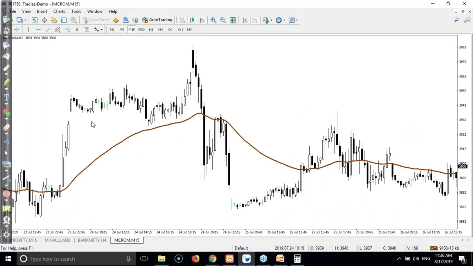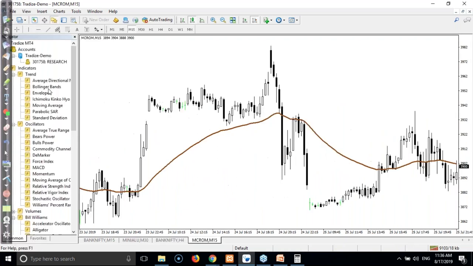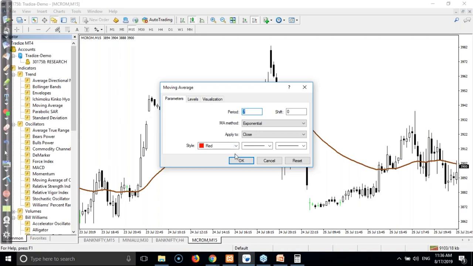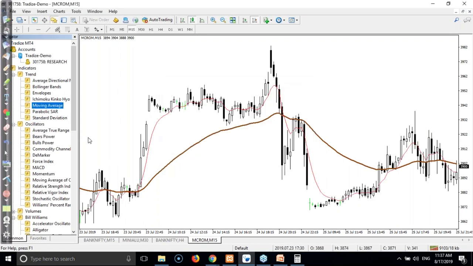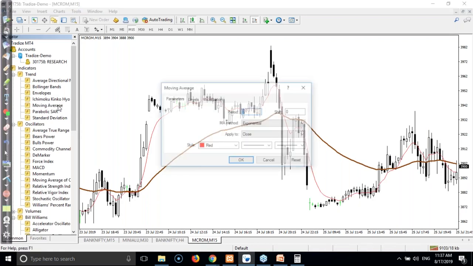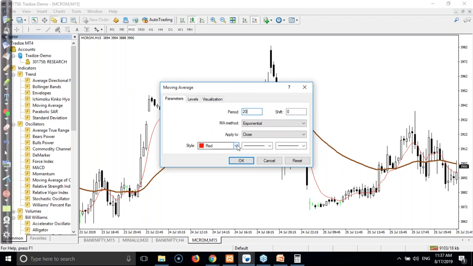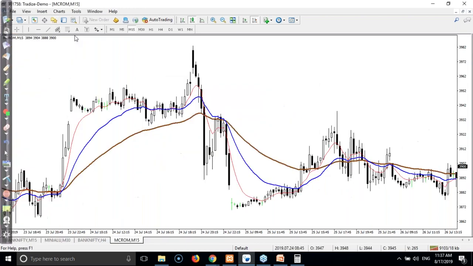Next, we need the moving average crossover. For the moving average crossover, I especially use moving average 20 and 7. So here you can see the 7 exponential and the moving average 20. Let me change the color to more thick here. Right, so let's check it.